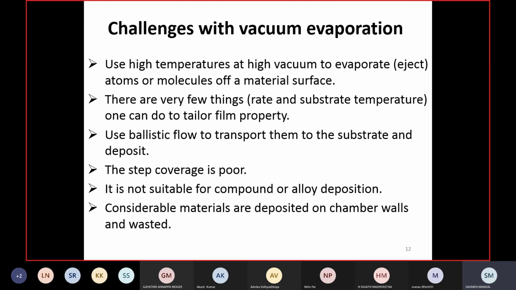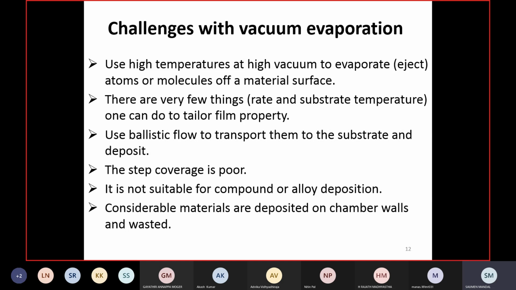Now if we compare with vacuum processing, what are the difficulties you are facing in vacuum processing that can be overcome here. You use high temperature at high vacuum to evaporate atoms and molecules from a material surface. So here we need the melting and evaporation of the material, but this part is actually not required. In physical vapor deposition you need resistive heating to generate very high temperature so that the respective material or metal will melt. That is not required here, melt or sublime.